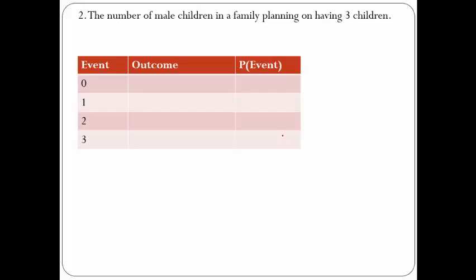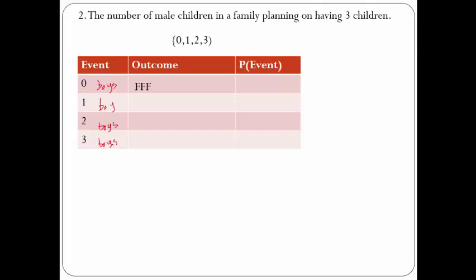So they can either have 0 kids, 0 boys. They could have 1 boy. They could have 2 boys. Or they could have 3 boys. Right? But to have 0 boys, that means that they have all girls.